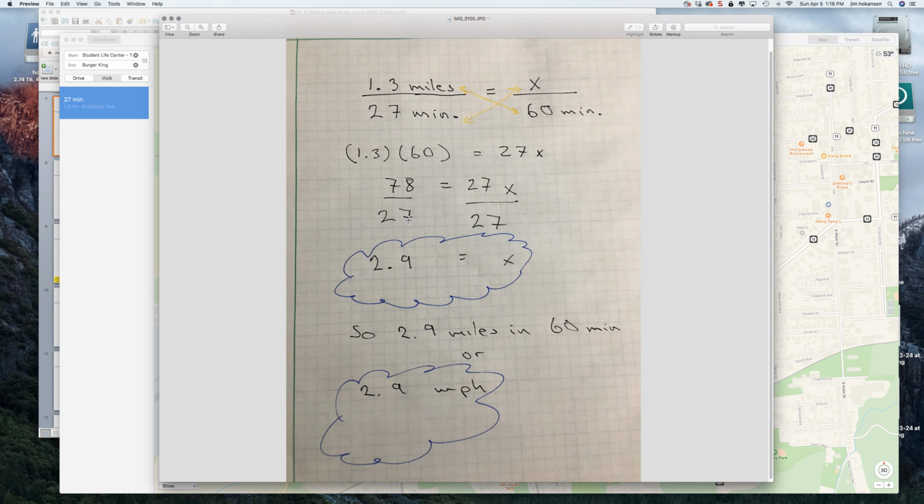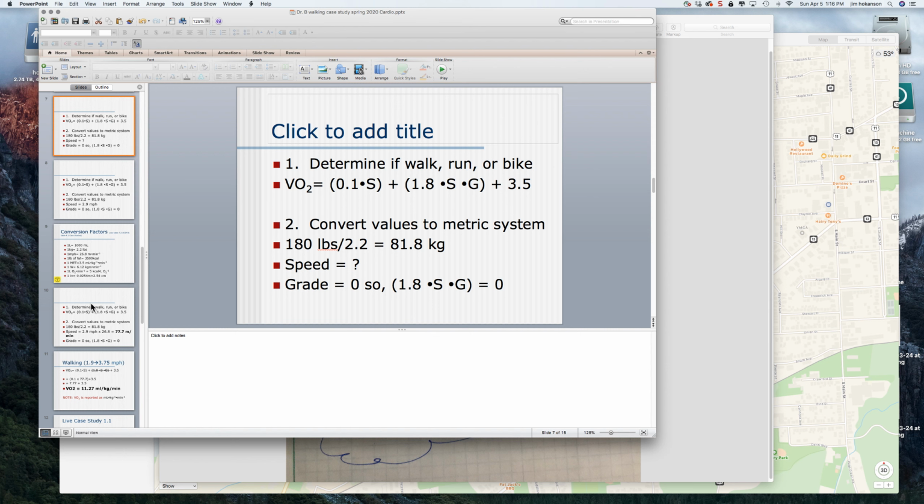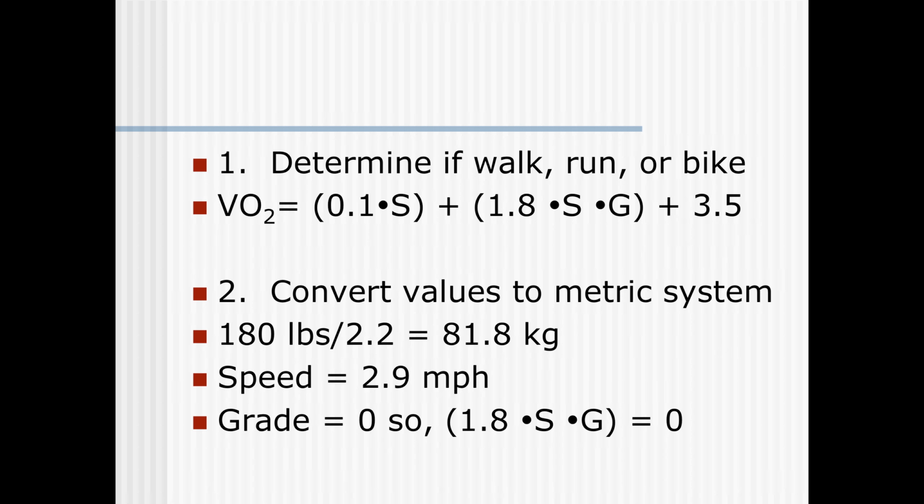Divide both sides by 27. We can cross out the 27s. So 2.9 is equal to x. So that means it's 2.9 miles in 60 minutes, since 60 minutes is an hour. That then is 2.9 miles per hour. So that would be the speed. So then we can go back into our PowerPoint, and the speed is now 2.9 miles per hour.